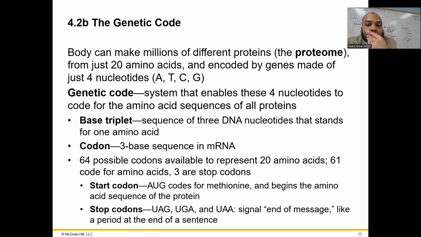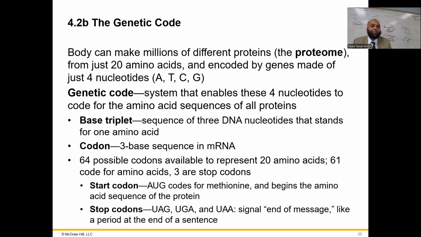ATCG. The genetic code is a system that enables these 4 nucleotides to code for the amino acid sequences of all the proteins. So the base triplet is the sequence of 3 DNA nucleotides that stands for 1 amino acid.